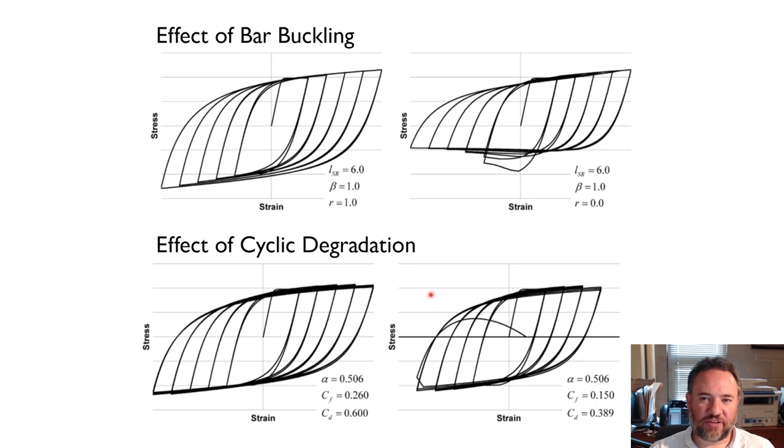This is what that effective bar buckling looks like. You can see here, this is without the bar buckling, what this steel material can look like. You can see the curved effect of the kinematic hardening. And on the right side, you can see that in compression, bar buckling limits the compression, because after a certain load, the bar buckles. And so you can get this bar buckling behavior. You can also do cyclic degradation using certain parameters, where over multiple cycles, the response degrades over time.